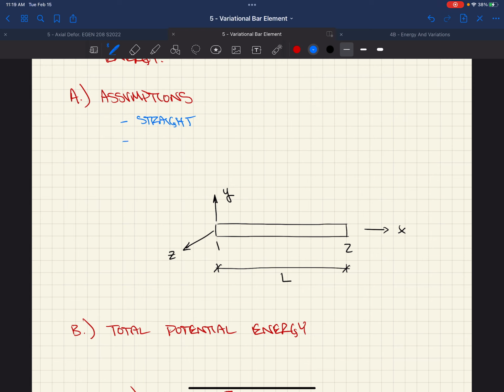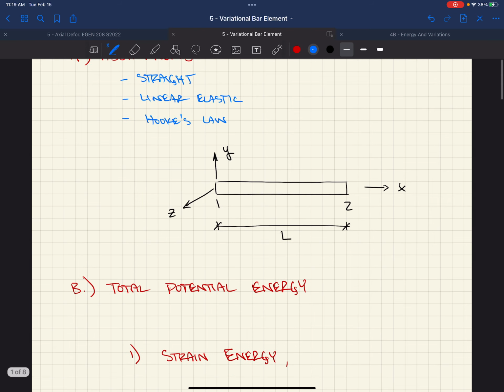We're going to say that it follows our linear elastic assumption, and that it follows Hooke's law, which essentially says that it's linear elastic, but in this case we have some relationship between the modulus of elasticity E and our stress and strain.